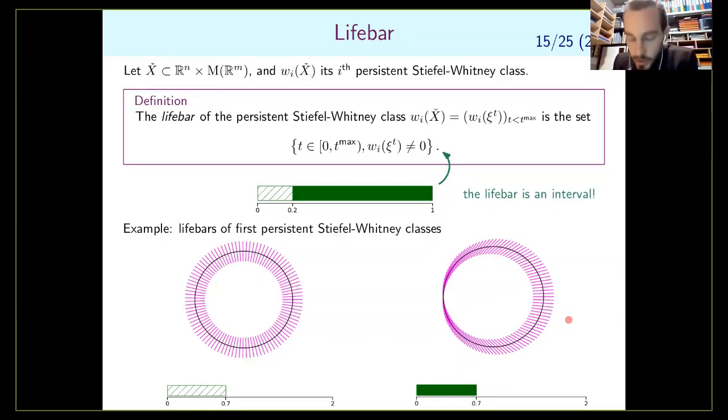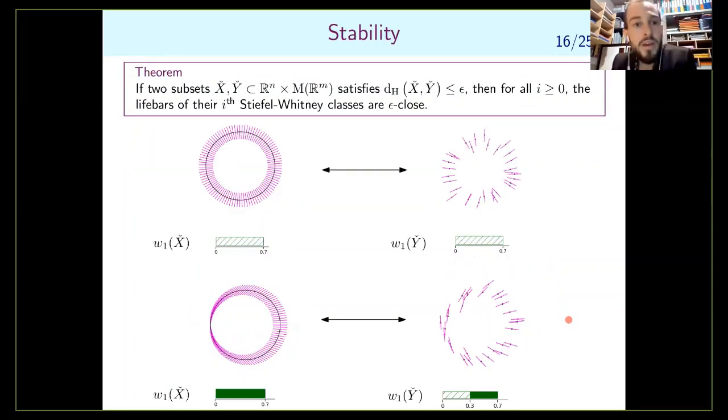Okay, and we have some results about that. A stability result: if you do not observe the full vector bundle, but simply a finite sample of it with potentially some noise, the lifebars are still close. You can show that the lifebars are epsilon close, where epsilon is the Hausdorff distance between the bundles. So in the case of this noisy sample of the normal bundle of the circle, I obtain a lifebar which is the empty set, just as the actual one.